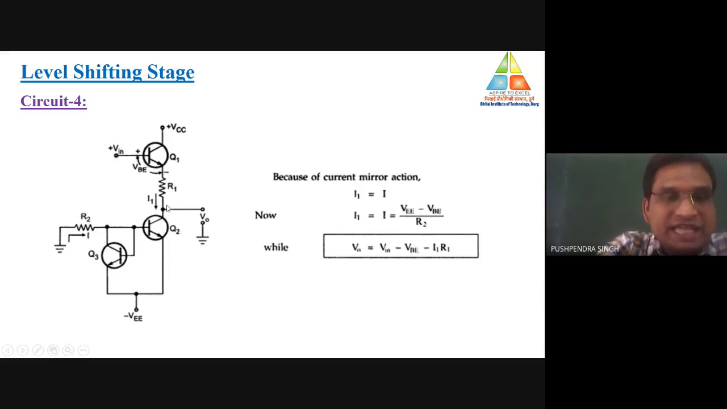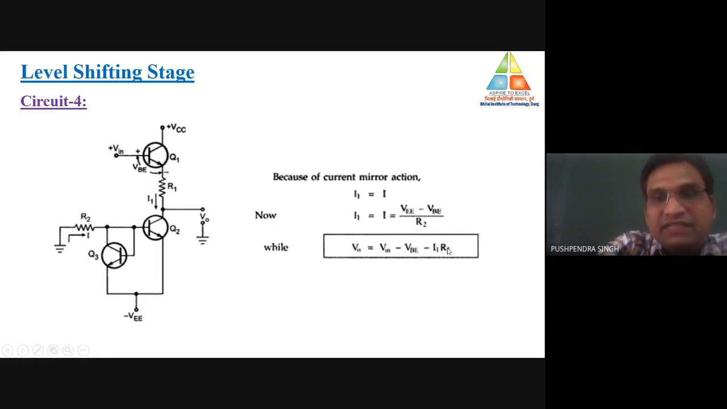We have deduced the expression that I1 is equal to I, as per the current mirror circuit. Now what is the value of this I? I is equal to (VE minus VBE) divided by R. So by simply connecting one KVL loop over here, we may deduce the expression of the output. So output will be what? Vin minus VBE minus I1 into R1, that is equal to the output.